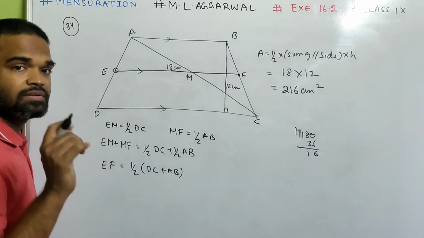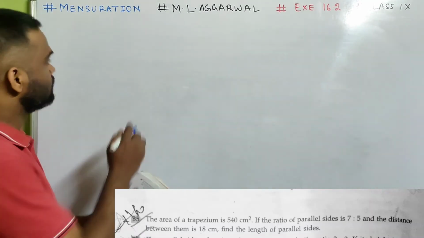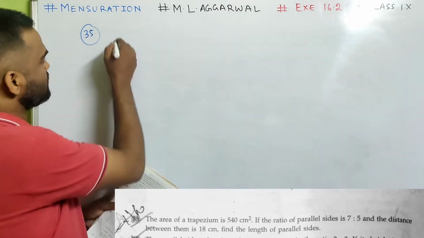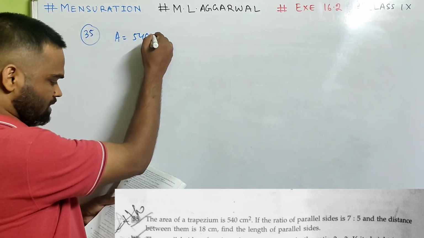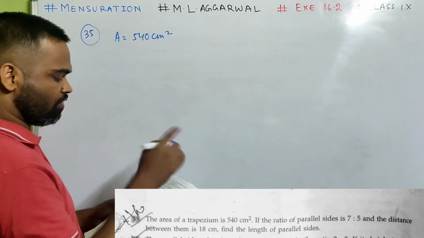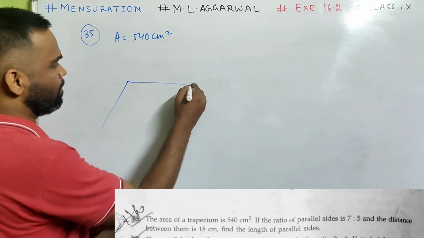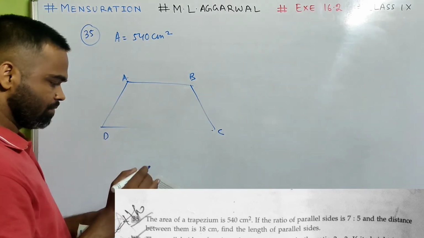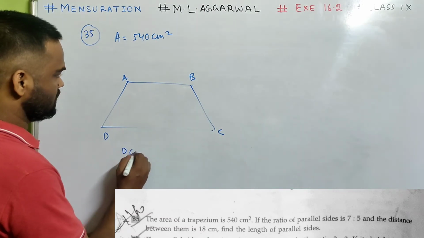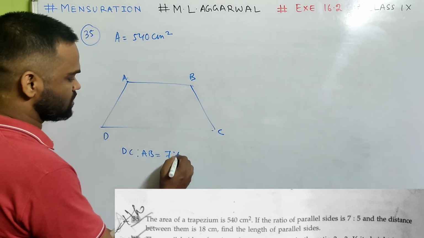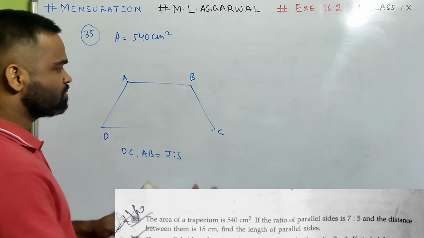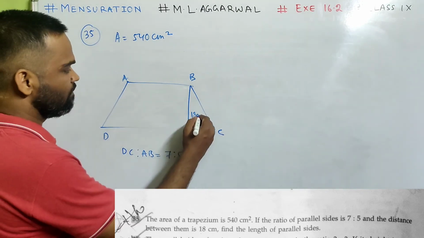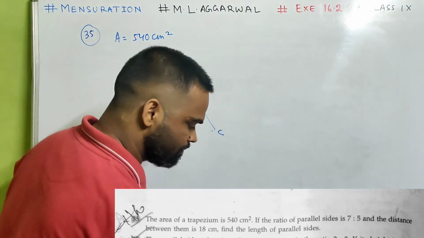Now look at number 35. The area of a trapezium is given as 540 centimeter square. If the ratio of the parallel sides, which means if this is your trapezium ABCD, then the ratio of DC to AB is given as 7:5. And the distance between them is 18. This distance is 18 centimeter. Find the length of the parallel sides.